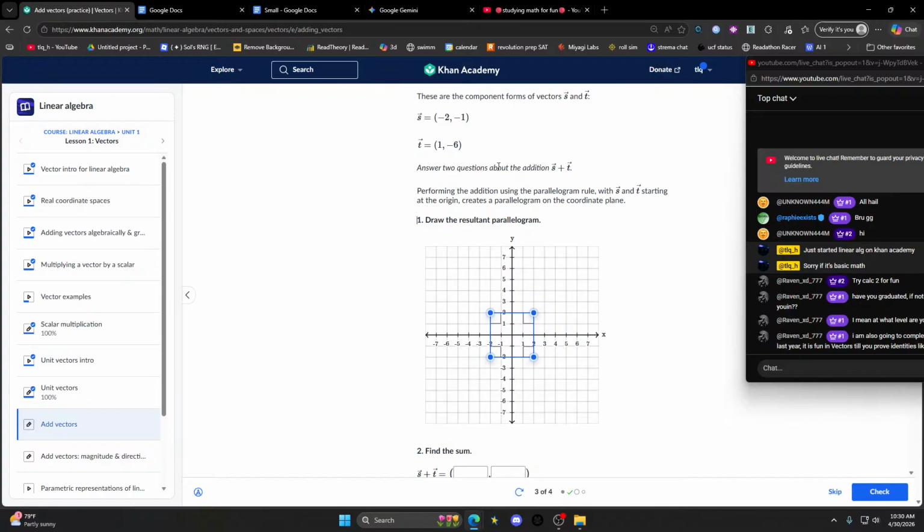Alright. Answer 2 questions about the addition. Draw the resultant pair. Performing the addition using the parallelogram rule, with S and T starting at the origin, create a parallelogram on the coordinate plane. Okay, so we're just asked to create it. So if S is, let's draw, okay. S is -2 by -1, so this would be S. And then T is 1 by -6, so 1 by -6.